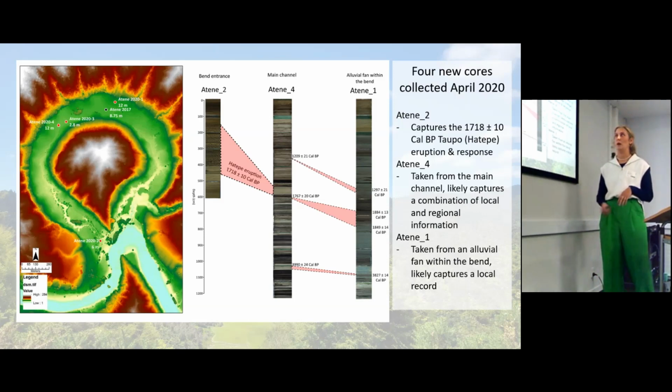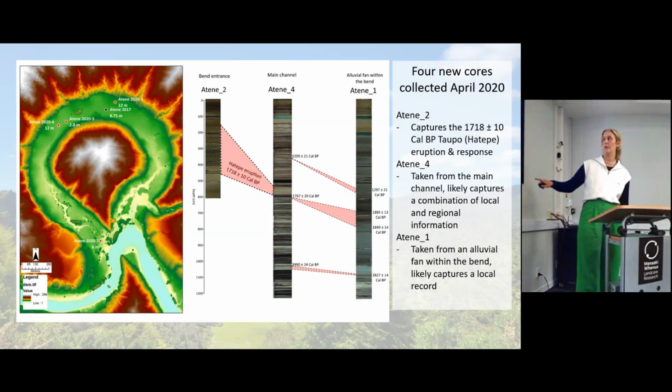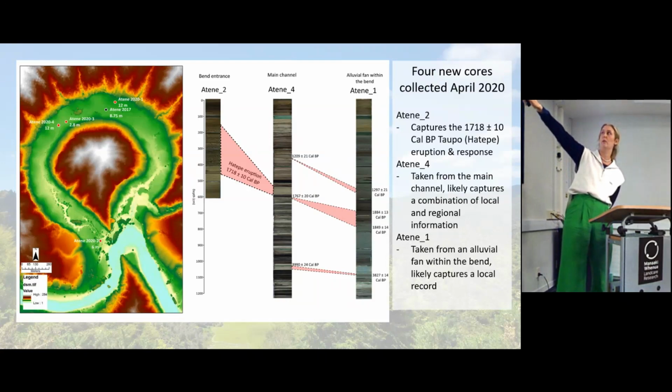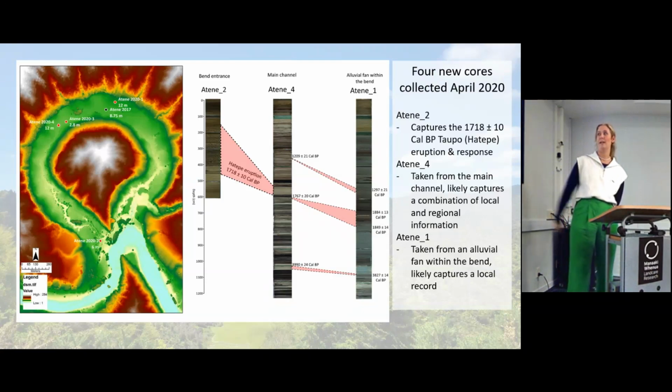We then have 2 12-metre long cores from around the bend. Our main focus is Artine 4, so that's this core, 12-metre core in the middle there. And then we also have Artine 1, which is from an alluvial fan further around the bend. For the rest of this presentation, we'll just be focusing on Artine 4 though.